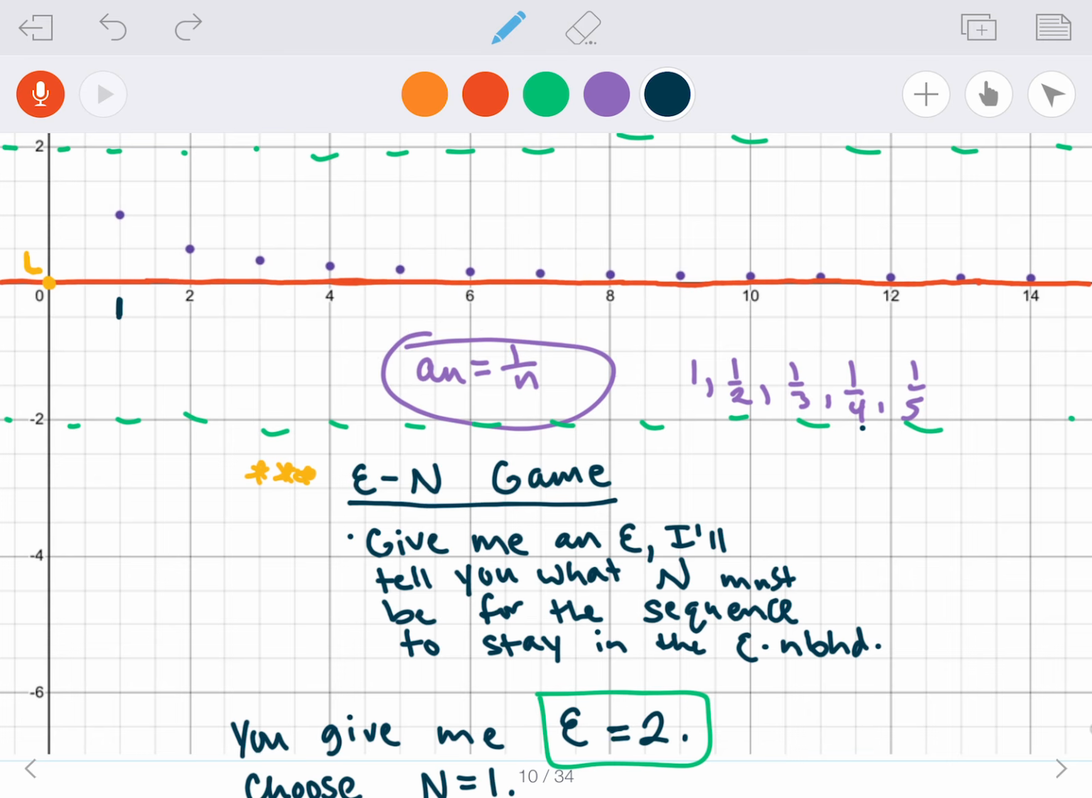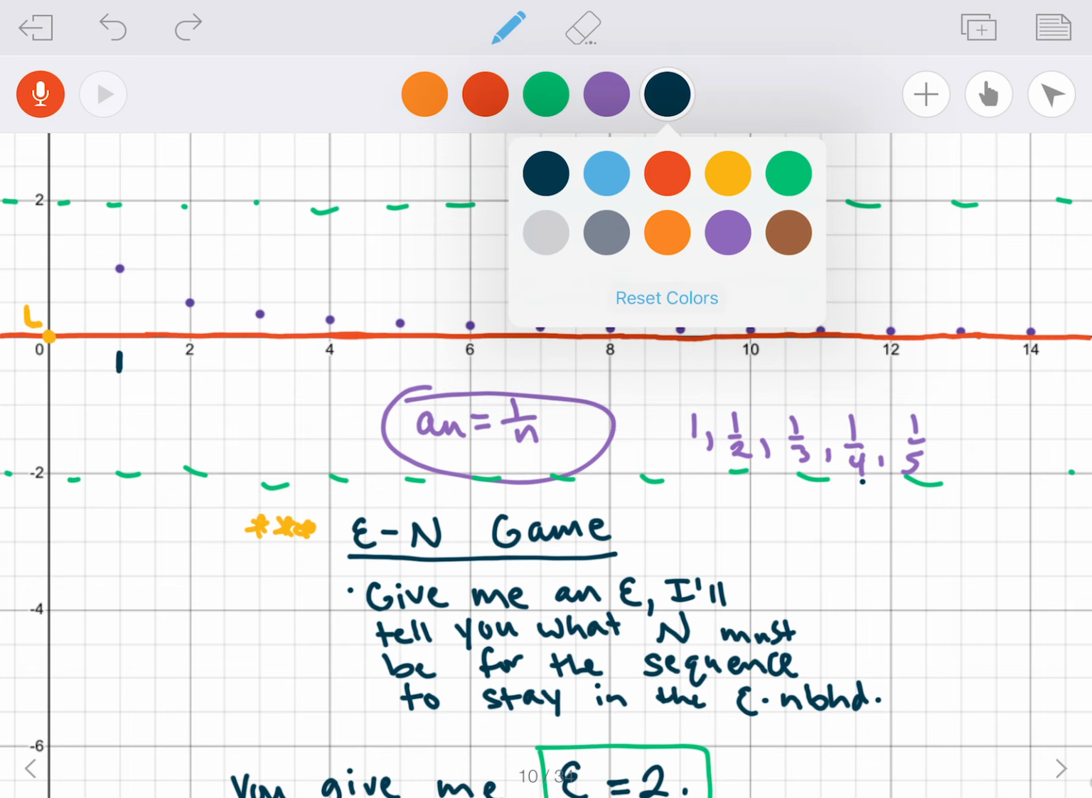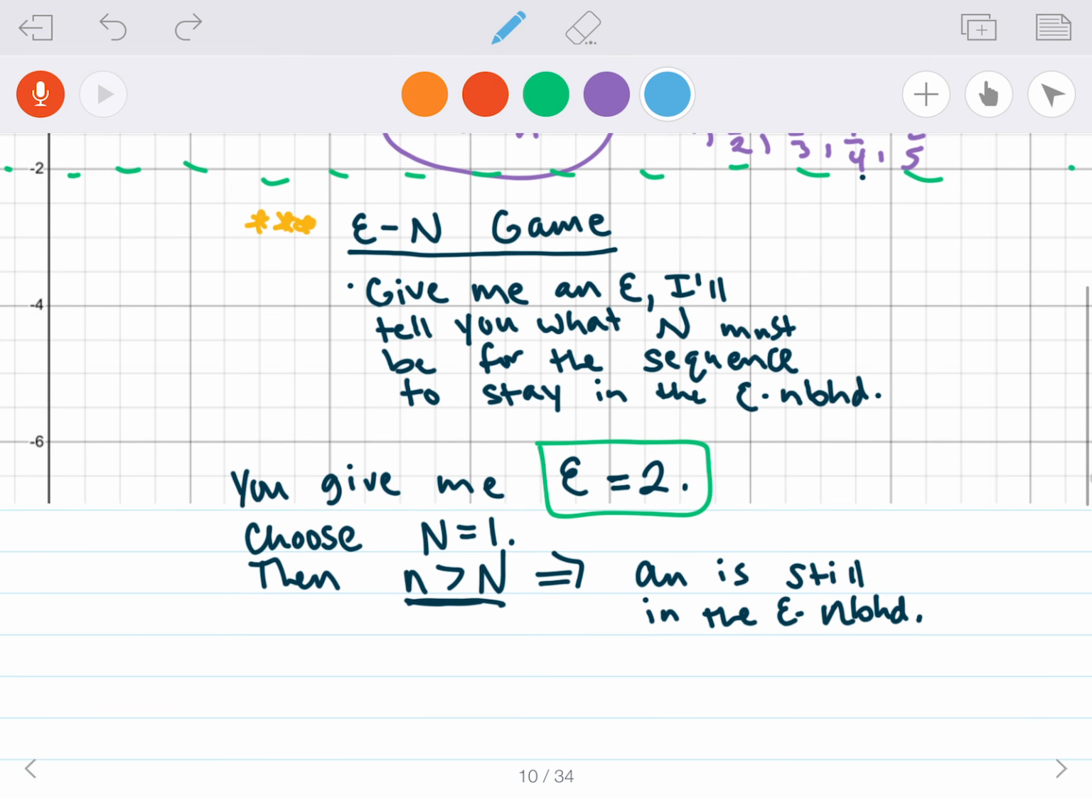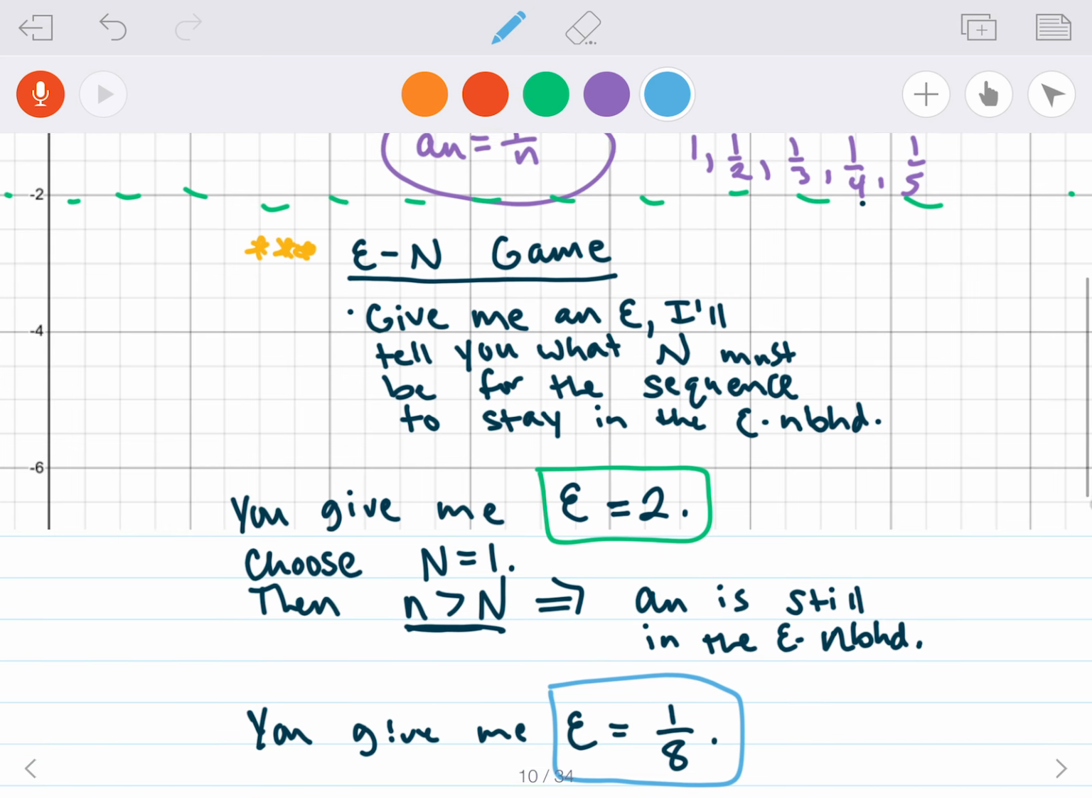Now, I can change it. I don't have to have the green dotted lines be my epsilon neighborhood. Let's try this. You give me epsilon equals 1/8. Okay, now my epsilon is smaller. And I want to know what capital N I have to pick so that all of my sequence terms stay in the neighborhood, right?